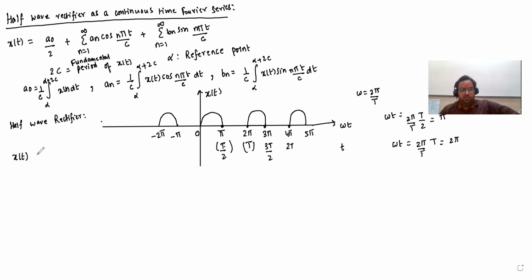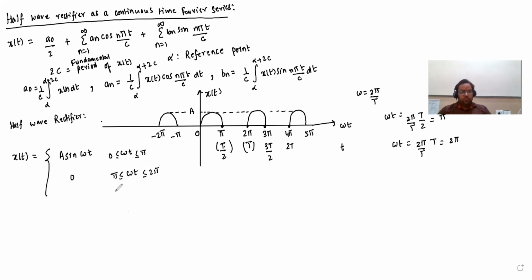So if I write x of t here, x of t that I will obtain here, I can write it as, suppose this amplitude here is a. All these equal amplitudes, these are a. Okay, so this will become a sine omega t for omega t lying between 0 and pi, and this becomes equal to 0 when omega t lies between pi and 2 pi.